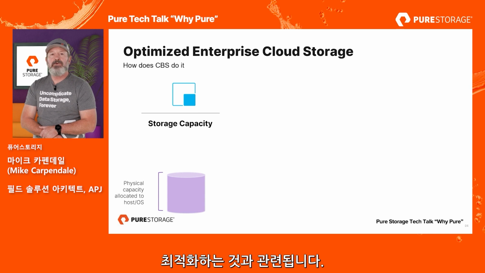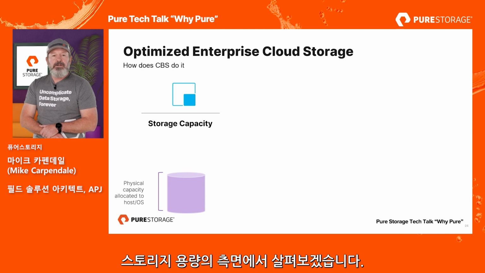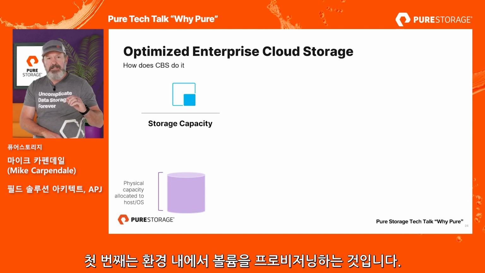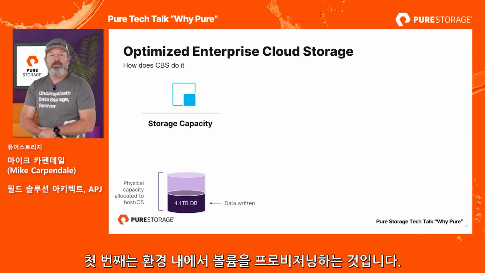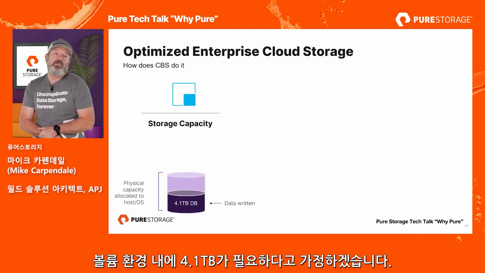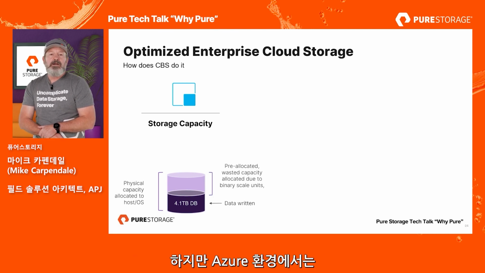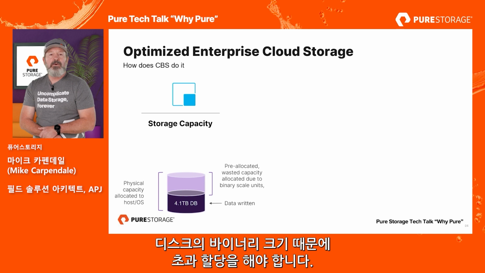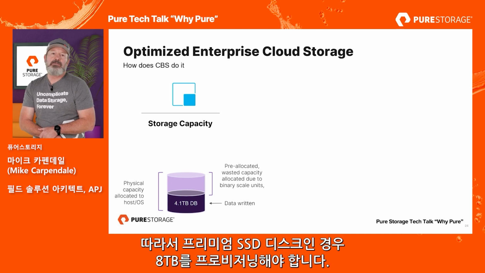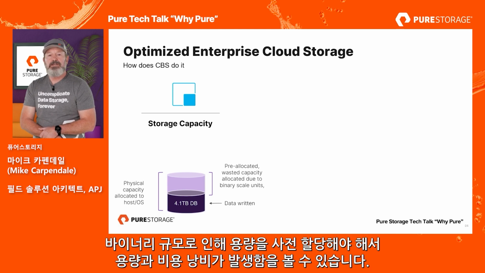One of the other areas is around optimizing enterprise cloud storage in that environment. Let's look at it from that storage capacity perspective. The first part is provisioning the volume inside that environment. Say I needed a 4.1 terabyte volume inside that environment. I'm going to have to write that down into my system. But what we're actually going to have to do inside the Azure world is over-allocate that because of the binary scale of those disks. So if it was a premium SSD disk, we would have to provision 8 terabytes. So what we're seeing here is pre-allocated and wasted capacity due to the binary scales, and also wasted money.